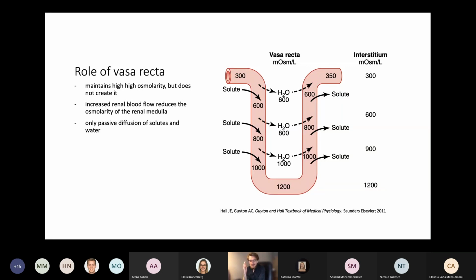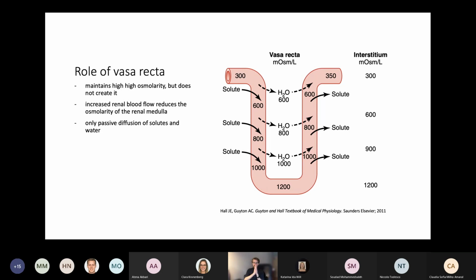How is this concentration maintained? We also need a blood supply in the medullary region of the kidney. Remember at the start that I mentioned the vasa recta originates from the glomerulus and loops all the way back to the origin, the glomerulus of origin.